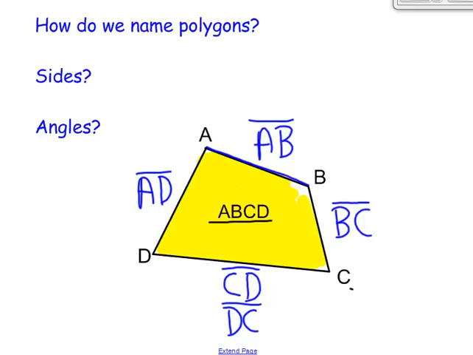Okay, it's also made up of 4 angles. In this case, we have angle A, angle B, angle C, and finally, angle D. So those are all the parts of your polygon. And the naming of our polygon is simply the 4 vertexes going around the polygon in order. This one we've called ABCD.